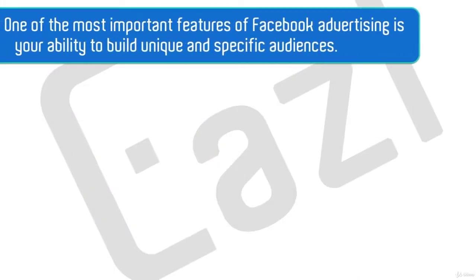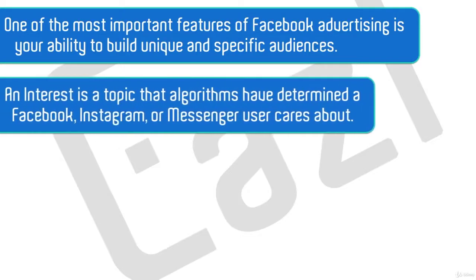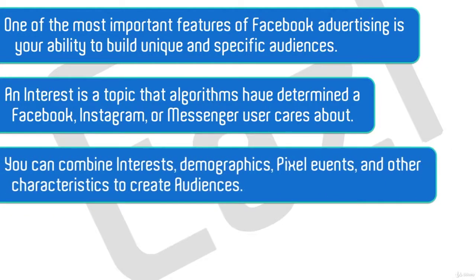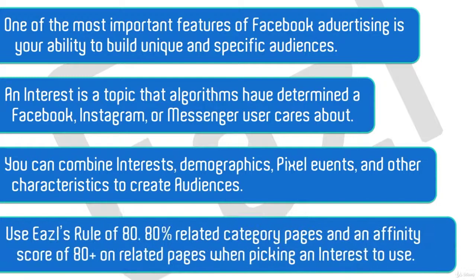So in summary, one of the most important features of Facebook advertising is your ability to build unique and specific audiences. An interest is a topic that algorithms have determined a Facebook, Instagram, or Messenger user cares about. You can combine interests, demographics, pixel events, and other characteristics to create audiences. Use Easel's rule of 80: 80% related category pages and an affinity score of 80 plus on all related pages when picking an interest to use.